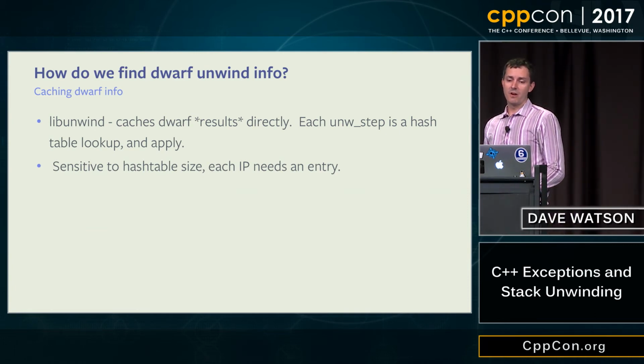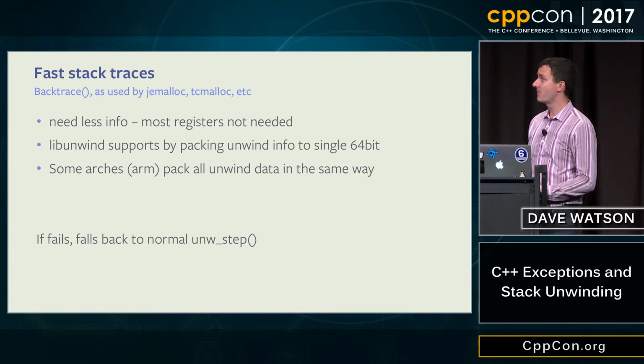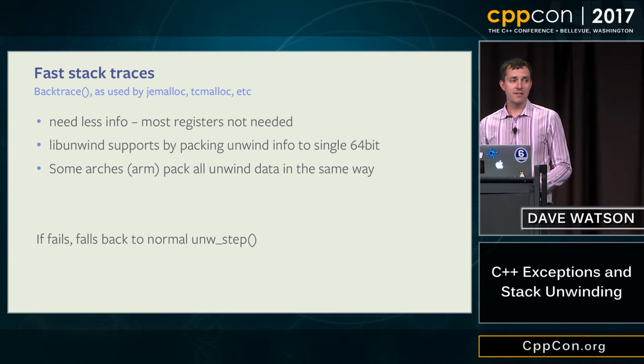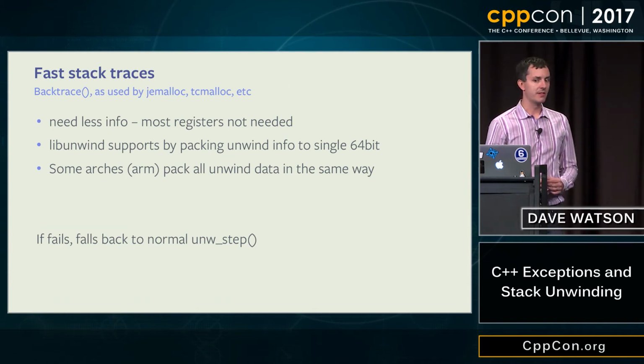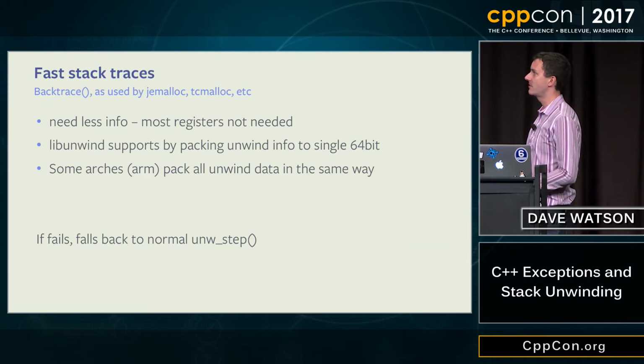So we actually have one other thing that we implement in libunwind. We actually have a backtrace cache as well. So we implement fast backtraces. So backtrace is actually mostly what we use libunwind for at Facebook. None of the other unwinders have fast backtrace support.